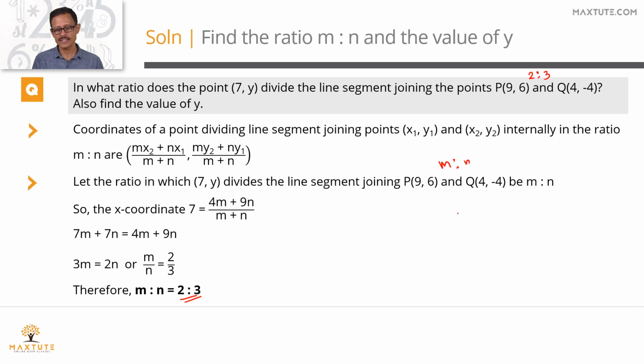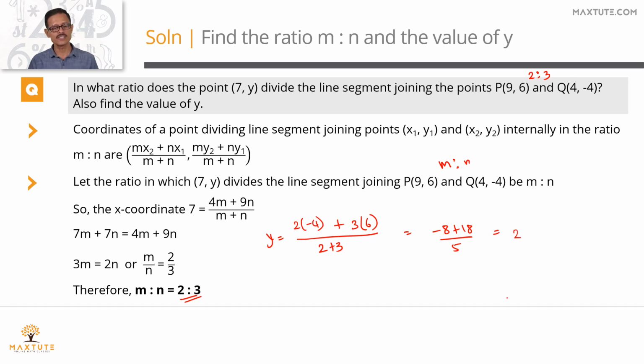Let's find out the y coordinate, which is equal to my2, 2 times -4, plus ny1, which is 3 times 6, divided by m plus n, which is 2 plus 3. That's the y coordinate, which is the value of y. This is equal to (-8 plus 18) divided by 5. -8 plus 18 is plus 10. 10 by 5 is equal to 2. So y is equal to 2.